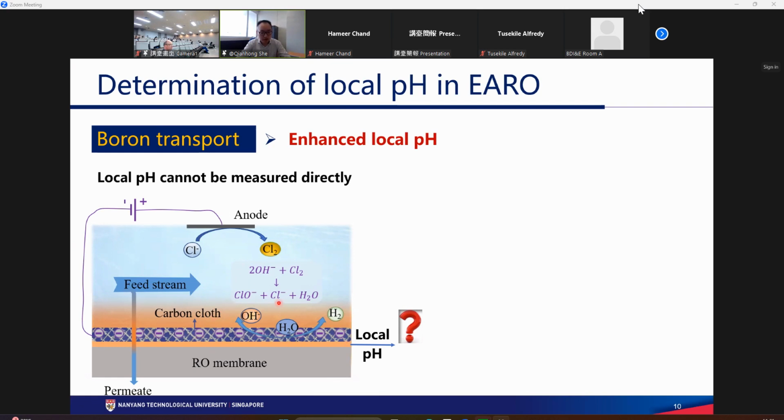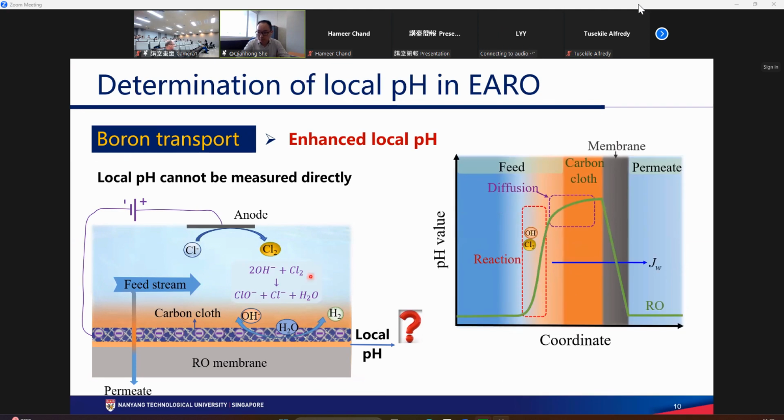In a module system, you cannot use a pH meter to directly measure the pH on the membrane surface. So in this case, we actually want to understand the relationship between the voltage and the pH. So we designed some experiments to indirectly measure the pH. We first look at the ion transport profile.